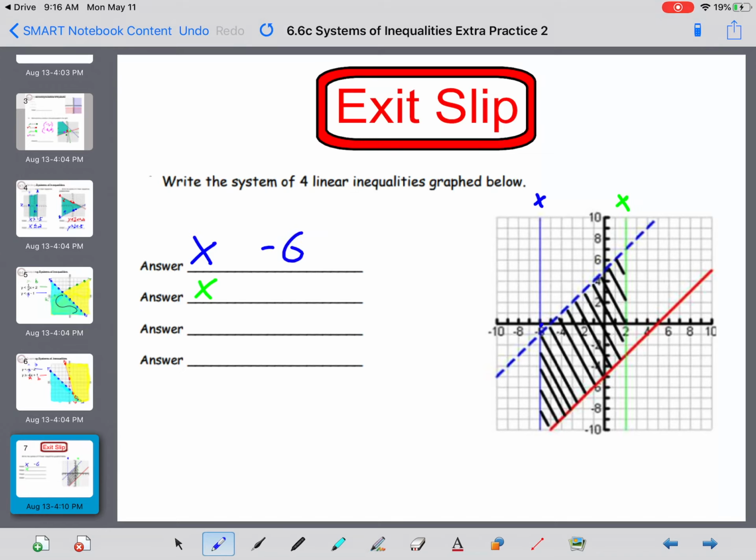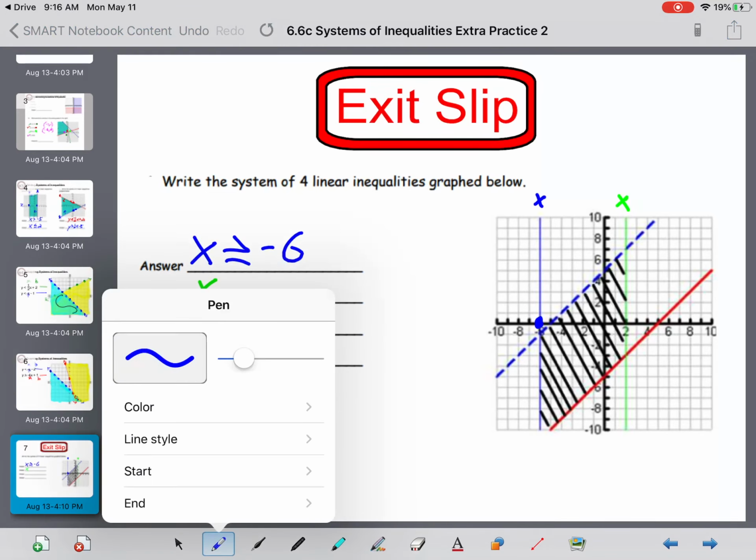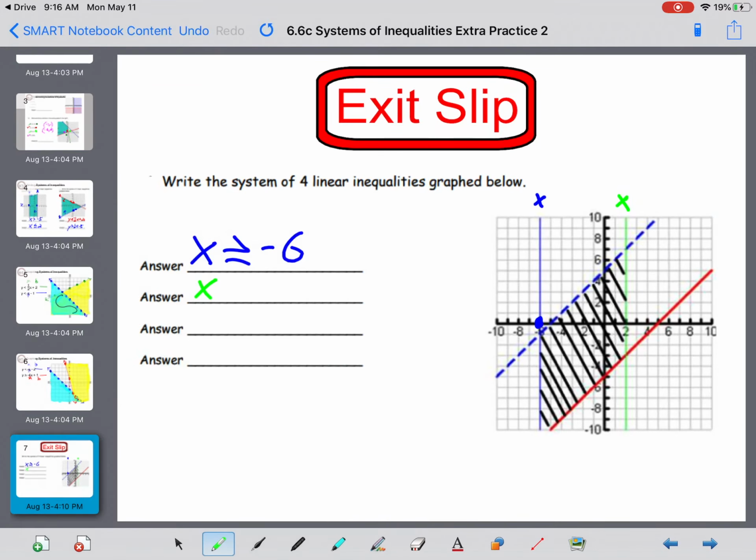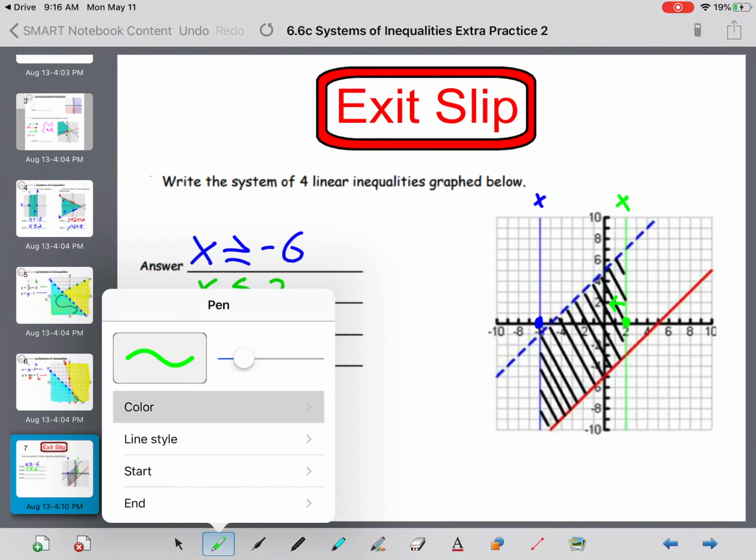Now the blue line is going through x equals negative 6. You can see it down here at the bottom. It's going through negative 6. The shading is the black, so it's shaded to the right of negative 6 with a solid line, which means greater than or equal to. The green vertical line is going through a positive 2. And that's a solid line, but it's shading to the left, which means values smaller than 2. So this is going to be x is less than or equal to 2.